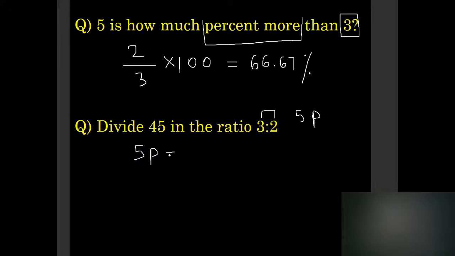So 5 parts equal to 45 means 1 part value is equal to 45 by 5, which is 9. Now as we should divide in the ratio 3 is to 2, 3 parts value is equal to 9 into 3, which is 27, and 2 parts value is equal to 2 into 9, which is 18. So 27 and 18 are the correct answers.